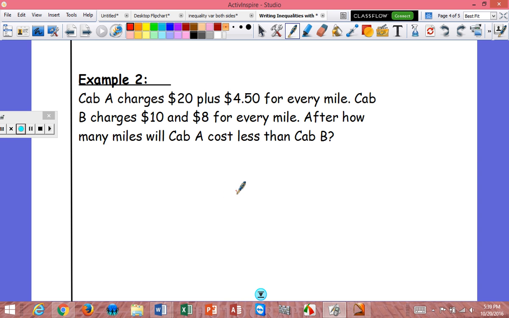All right, example 2. Cab A charges $20 plus $4.50 for every mile. Cab B charges $10 and $8 for every mile. After how many miles will cab A cost less than cab B? So in this problem, we have two different situations going on. We have cab A who charges a certain amount, and we have cab B that charges a certain amount. So let's create expressions to represent these situations. So we have cab A and we have cab B.